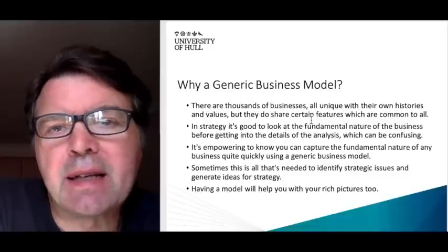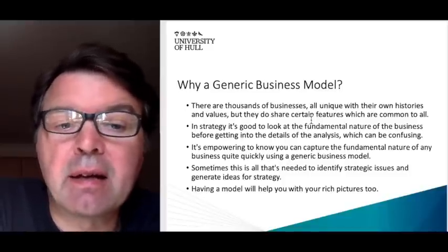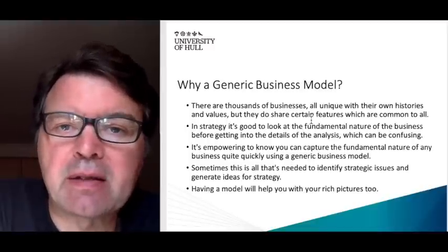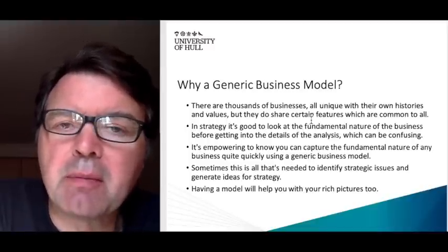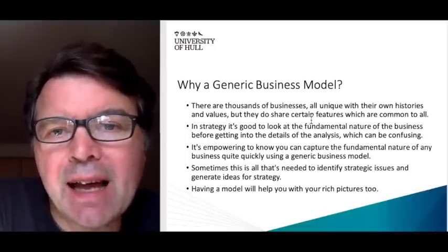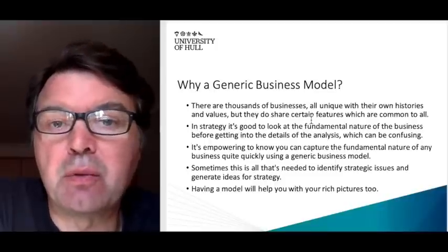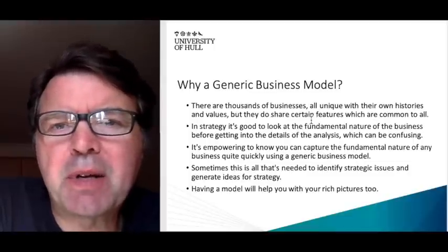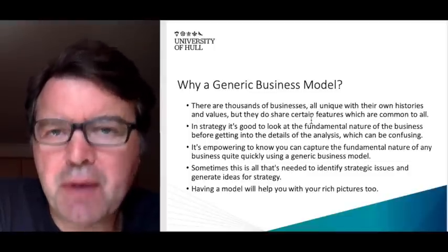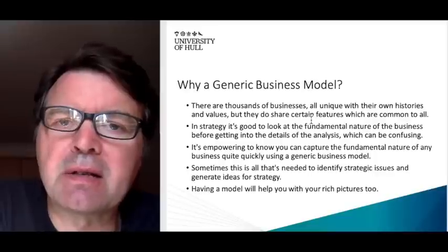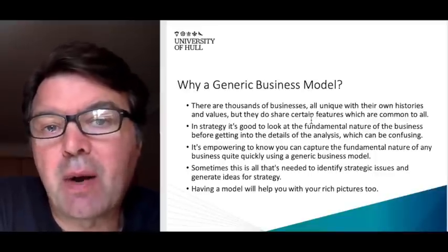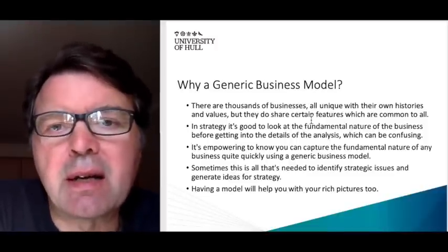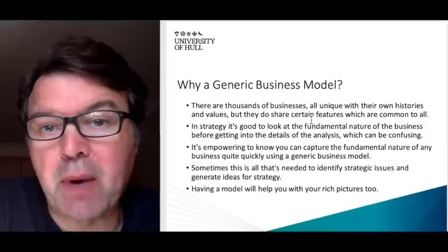The reason for that is that in strategy, it's a good idea to look at the fundamental nature of the business at the start of a strategy project before you get into the detail of the analysis that you would do as part of the project. If you go straight into the detail, it can get quite confusing because making strategy is a difficult thing to do anyway.